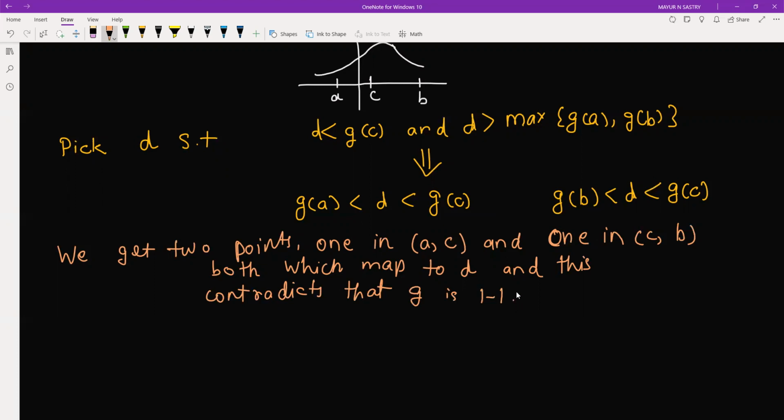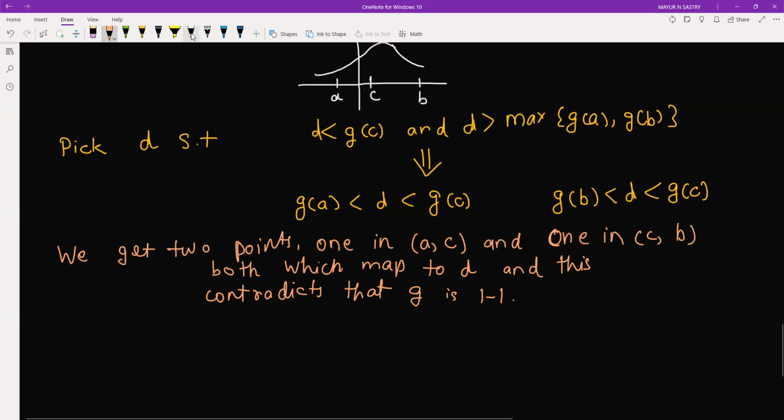So we have shown that G is in fact monotone, which means it's either strictly increasing or strictly decreasing. It cannot be that it increases and then decreases, or it decreases and then increases. These two possibilities are not possible, as we have shown rigorously.